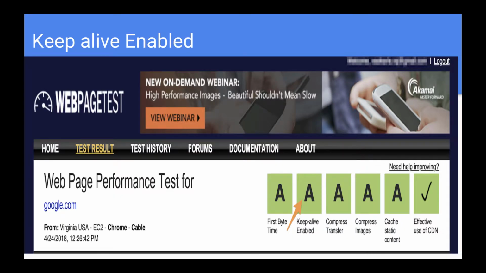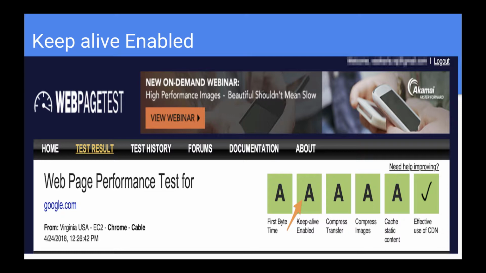Let's talk about our next grade, Keep Alive enabled. Keep Alive measures the effectiveness of connection reuse. The purpose of this grade is to evaluate the extent to which requests are inefficiently reopening connections and resulting in performance degradation. WebPagetest checks the response header and ensures that there is a Keep Alive directive or information about reuse of the same socket.